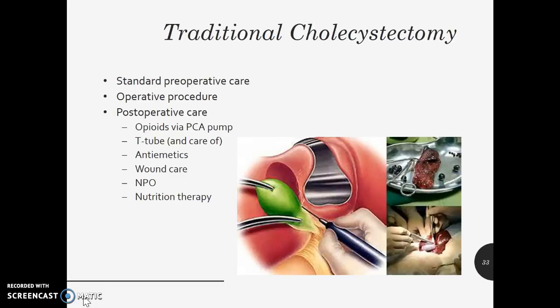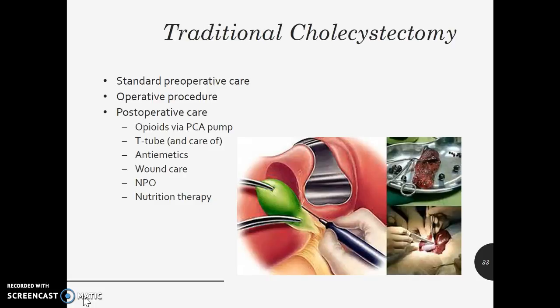the midline incision as well as sometimes puncture sites if they had to go both approaches in the beginning. They are going to require opioids via PCA pump, typically for pain. They may have to have a T-tube and learn how to care for that if they're going to have continual drainage. They often need antiemetics because of the anesthesia and or because they're on opioids that make people nauseated.